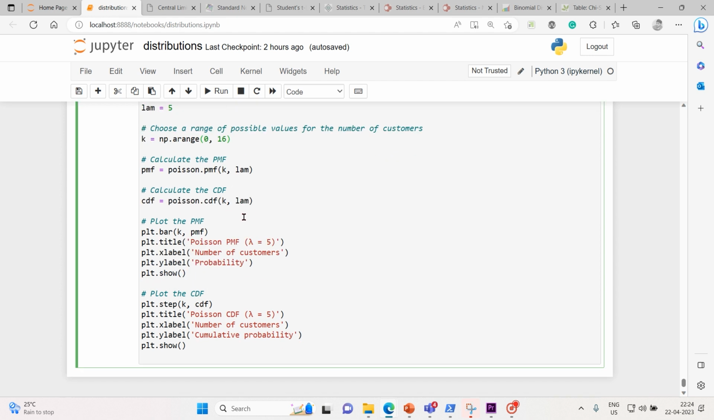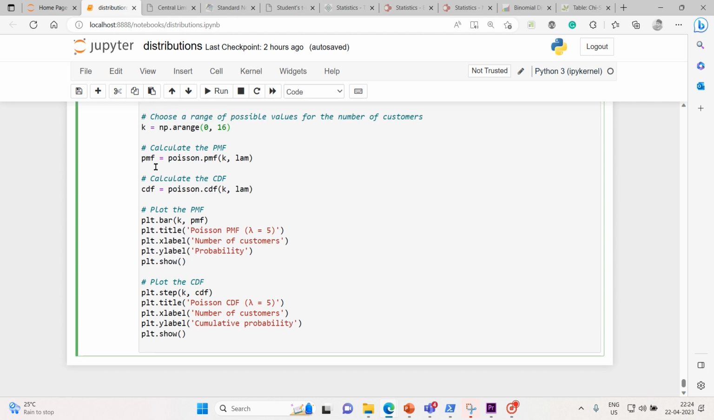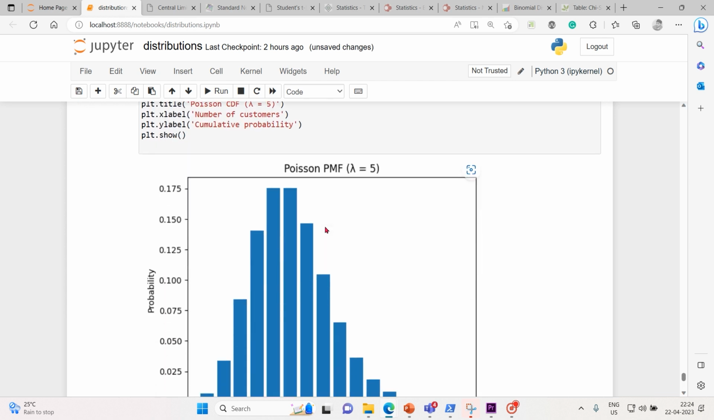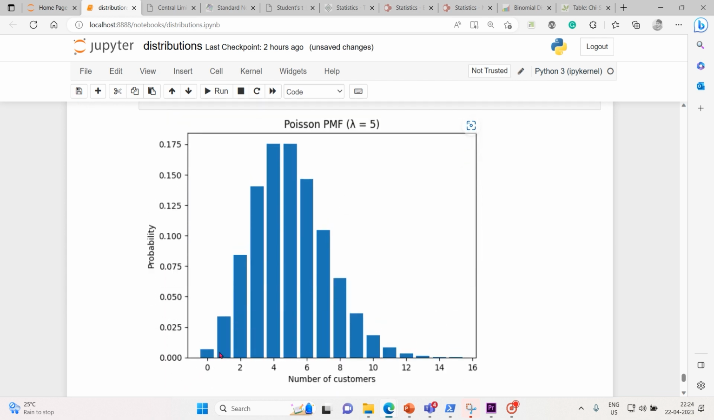Okay. So once that is done, I have to calculate the PMF, the probability mass function, from the Poisson. You can take the PMF method, and similarly for CDF, you can take the CDF method, and you can plot both PMF and CDF, and you can see here. So this is the probability mass function that you can see.